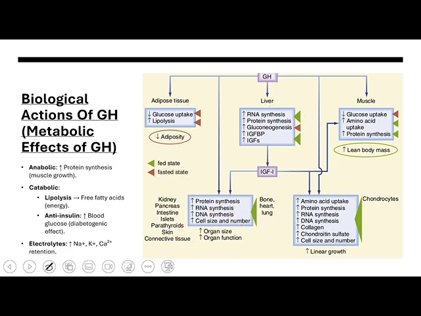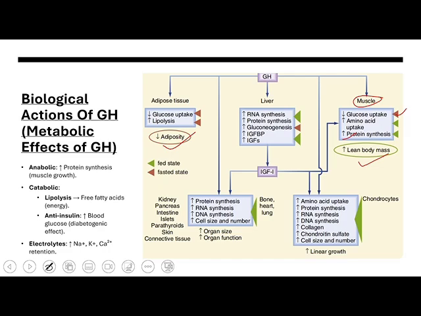Next we see when the growth hormone acts on the muscle at the fasting state, then there will be decreased glucose uptake by the muscular tissues, and during the fed state, there will be increased uptake of amino acids and increased protein synthesis. Thus, this will increase the lean body mass. Lean body mass increases during the fed state, and the adiposity is decreased during the fasting state.